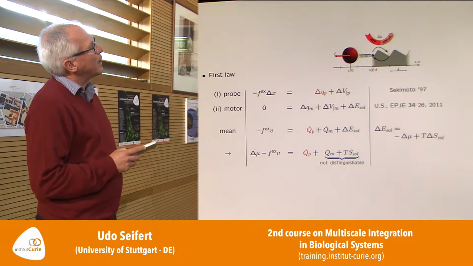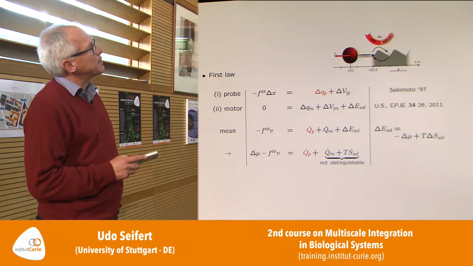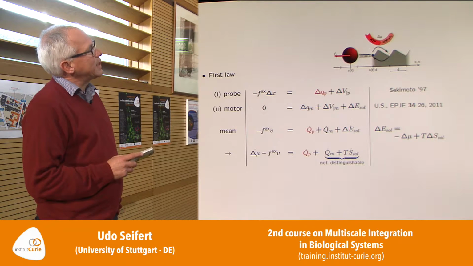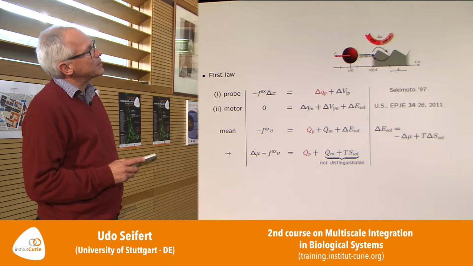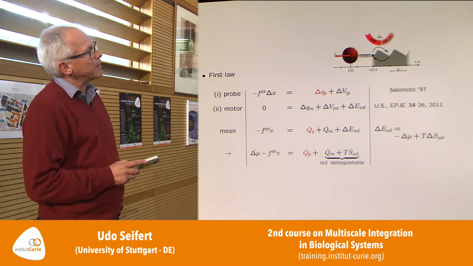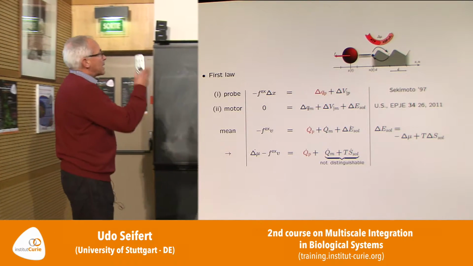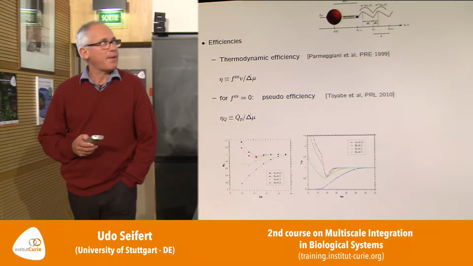Now, if you average these two relations, you sum them, and then you massage them a little bit, and then you get how this is typically written. So delta mu dot is the input of chemical work. That's the mechanical output. And on the right-hand side, you get the heat released due to the probe particle, due to the motor particle, and there is also an entropy change in the surrounding solution, and it turns out that you can't distinguish these two terms. But this is now the basis for getting the efficiency.